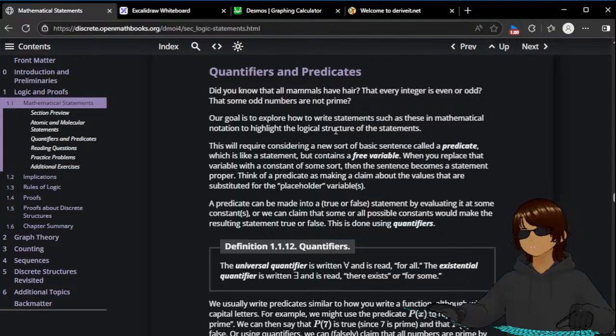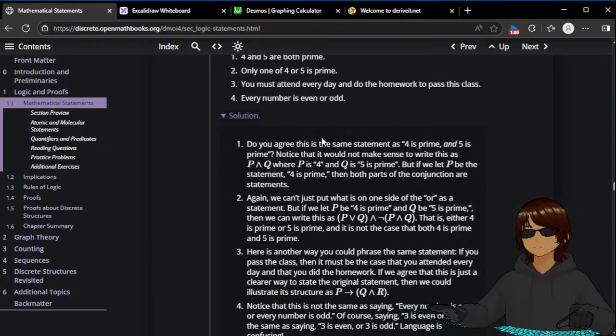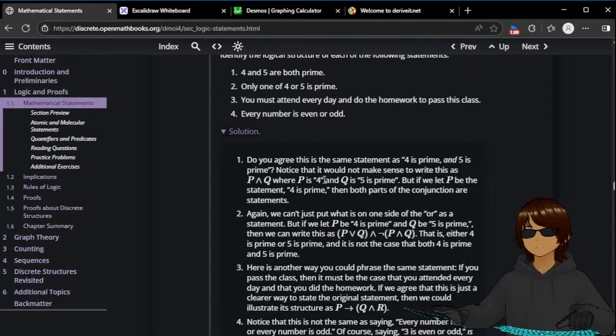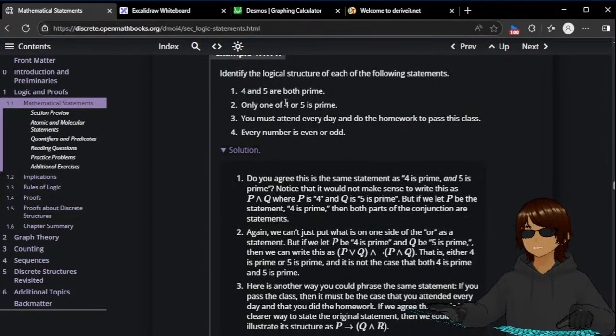So over here, what we had to do was like P and Q. P is 4 is prime and Q is 5 is prime. And then we write P and Q. Over here, we do P exclusive or with 5.